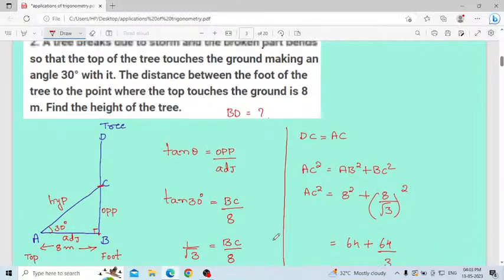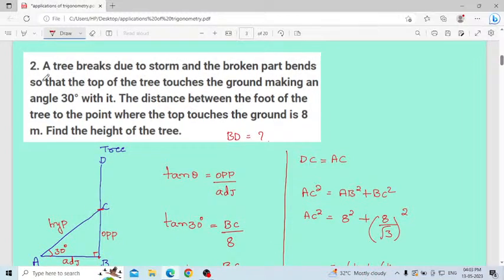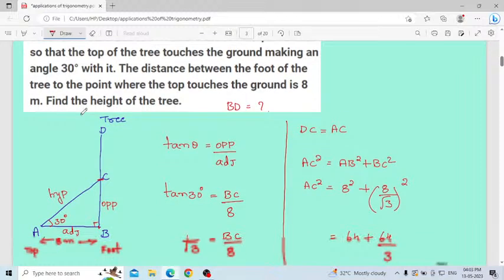Okay, listen here. Once again I will explain. A tree breaks due to storm. The broken part bends so that the top of the tree touches the ground, making an angle of 30 degrees. This is the tree. Due to the storm, it will break. Then the top of the tree touches the ground at a point A. Then it will make an angle of 30 degrees. The angle made by the tree and the ground will be 30 degrees.